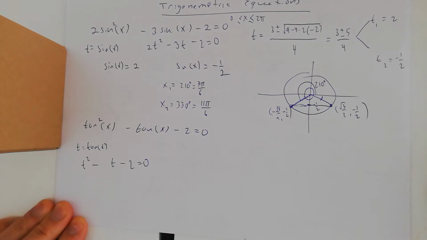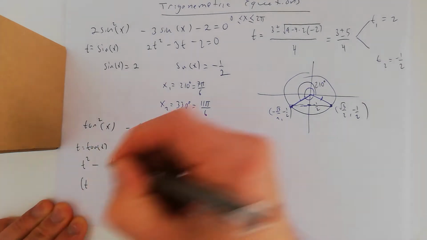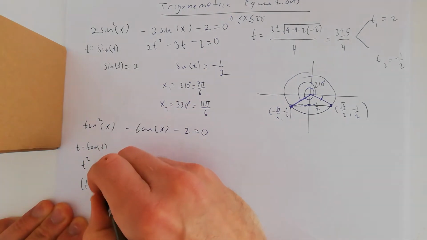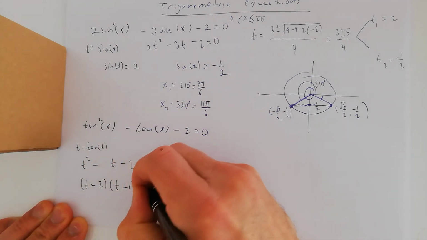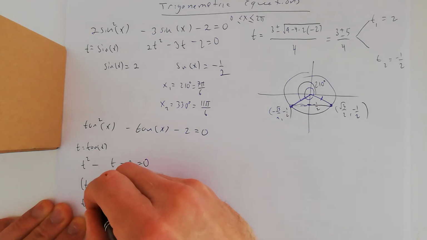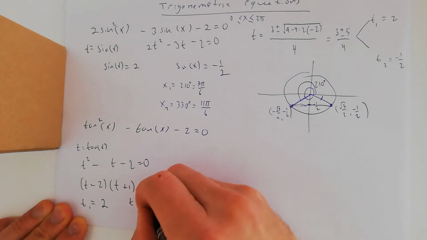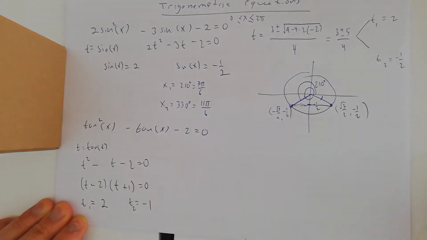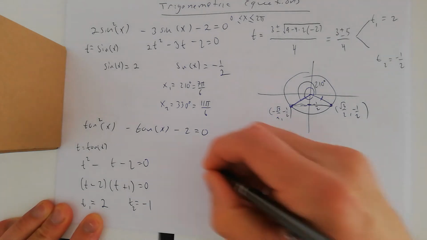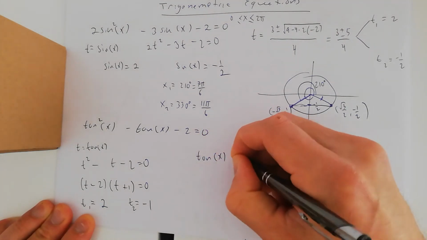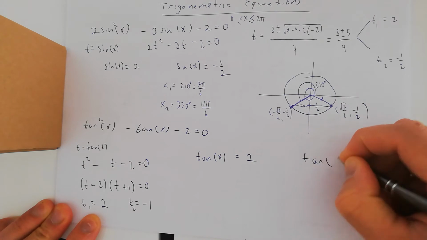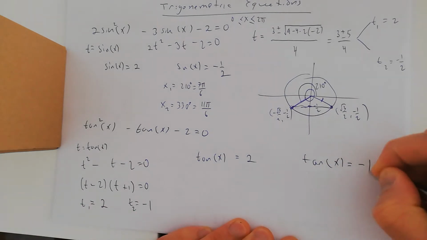This equation either can be solved using the quadratic formula or by factoring. This time, for example, I'm going to factor. So this is t minus 2, t plus 1, which gives two solutions. T is either equal to 2 or t is equal to minus 1. So now we have to undo the change. That means tan of x is equal to either 2 or tan of x is equal to minus 1.